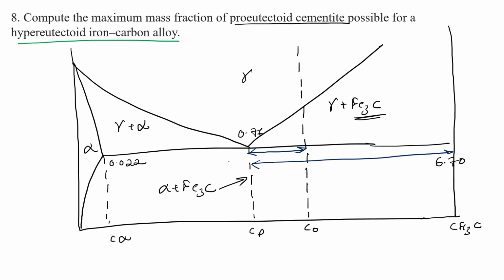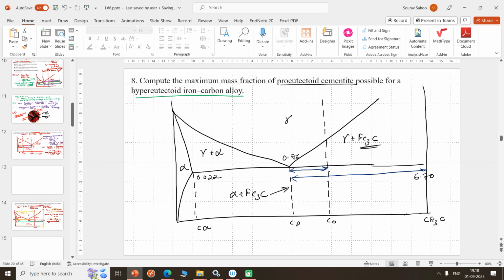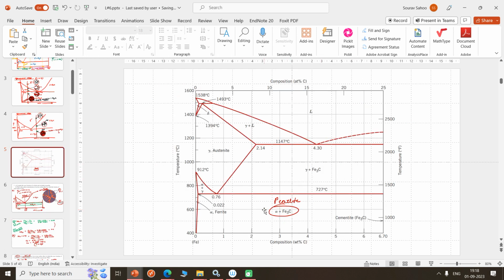Right, and there's a limit, by the way. If you see the phase diagram of iron-carbon, you see that in this region there's a limit to which you can go. The hyper-eutectoid region lasts from 0.76 to 2.14, right?